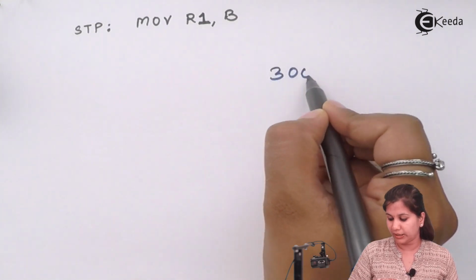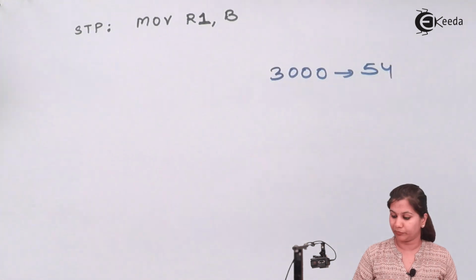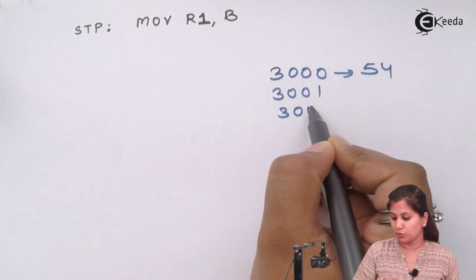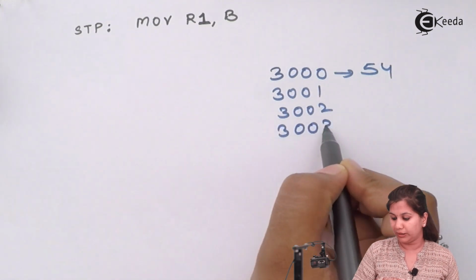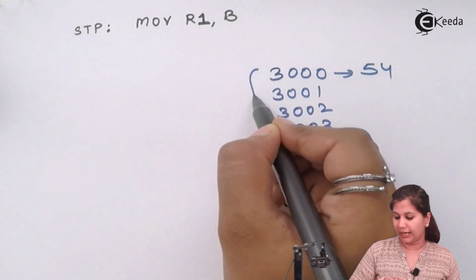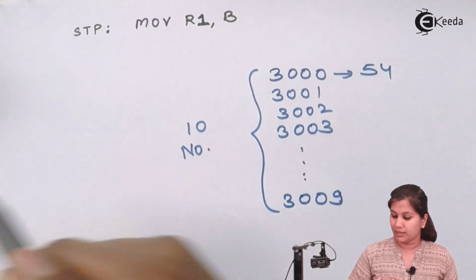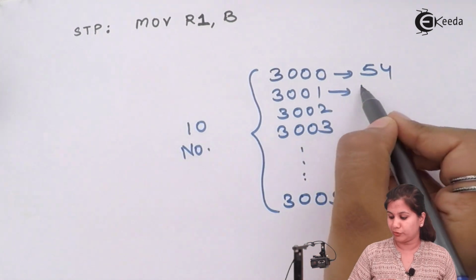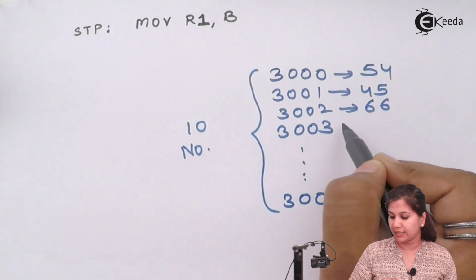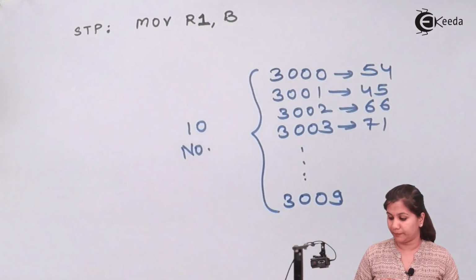Take an example also. At 3000H, we are having 54. This number is stored. From this memory location 3001, 3002, 3003 up till 3009, we are having an array of 10 numbers. Suppose the first number is 54, second is 45, then we are having 66, then 71. In this way, numbers are stored.